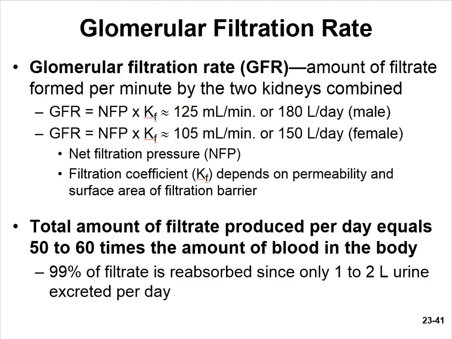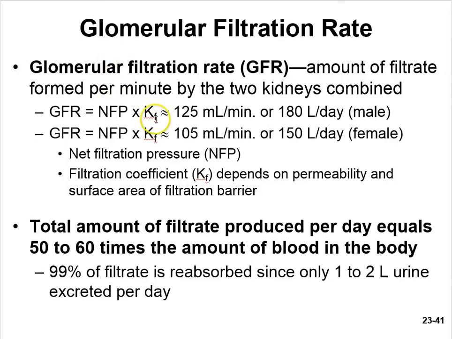Glomerular filtration rate, or GFR, is the amount of filtrate formed per minute by two kidneys combined. For every 1 millimeter of mercury of net filtration pressure, the kidneys of a young adult male produce about 12.5 milliliters of filtrate per minute. So this value is called the filtration coefficient, or KF for short. That'll be this number here. And it depends on the permeability and the surface area of the filtration barrier. KF is about 10% lower in women than in men.